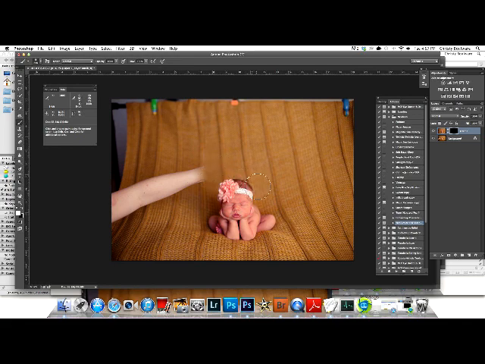And you're just going to delete or erase or paint black. It's all the same thing. That arm. And I go ahead and do the whole background because if you don't, your lines of the blanket might get a little uneven. So you just need to make sure you have it nice and even.